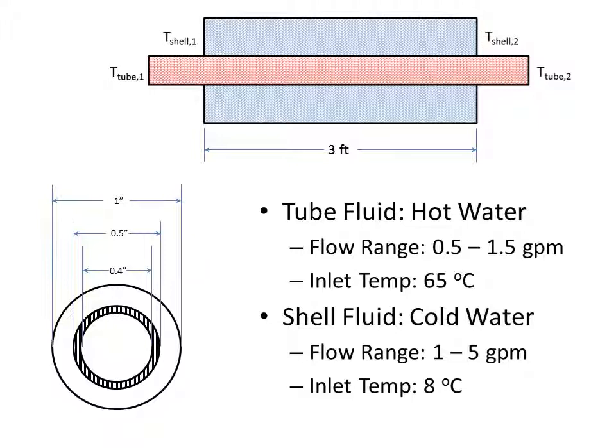The dimensions of the tubes are going to be: the inside diameter of the shell will be 1 inch. The outside diameter of the tube will be 1/2 inch, and the inside diameter of the tube will be 0.4 inches, and the total length of the heat transfer material will be 3 feet.